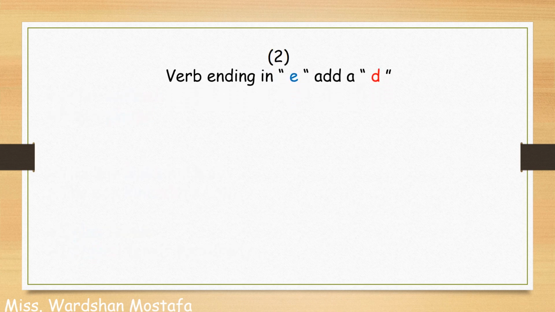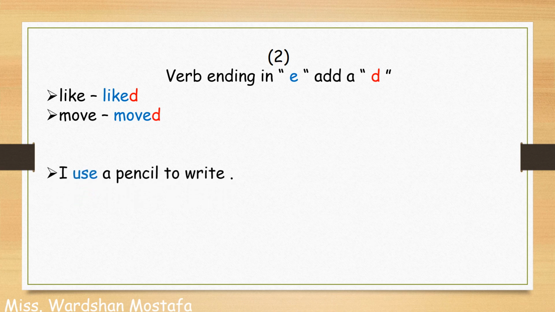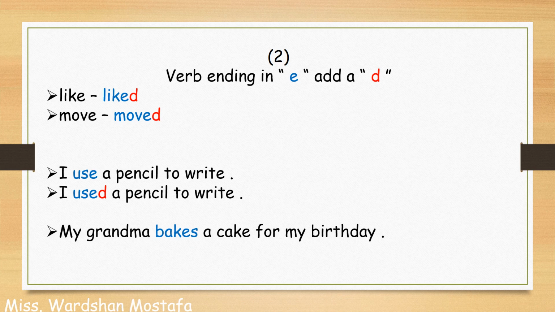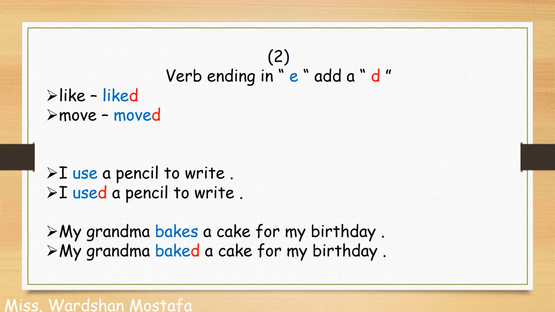Rule number 2 is when the verb ends with the E, we just add a D. For example, like: the verb ends with the E, so we add the D, which becomes liked. Move, the verb ends with the E and it becomes moved, we just add the D. I use a pencil to write. I used a pencil to write. My grandma bakes a cake for my birthday. My grandma baked a cake for my birthday.